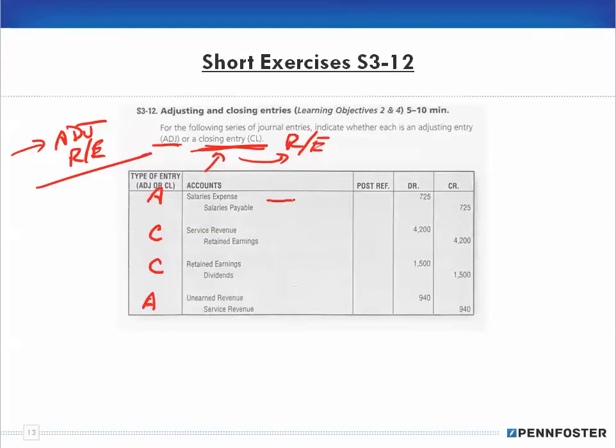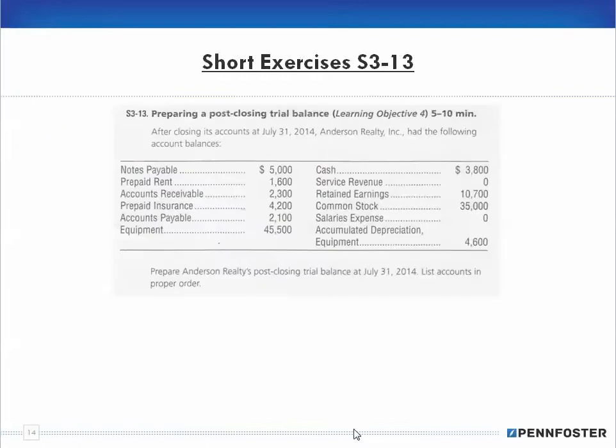So no, yes, yes, no. All right. Last problem.